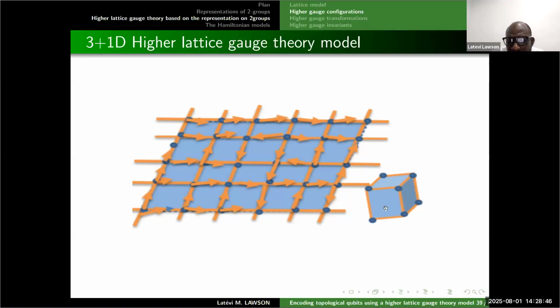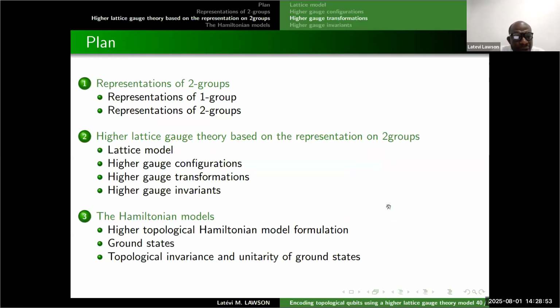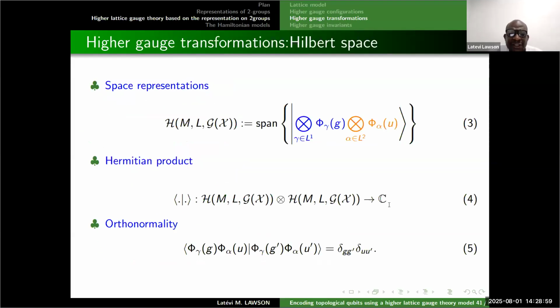And the third dimension also looks like this. This generalizes what Kitaev has done. Now, what I'm going to define now is the gauge transformation. To define the gauge transformations, it's very important to define how my Hilbert space looks here.